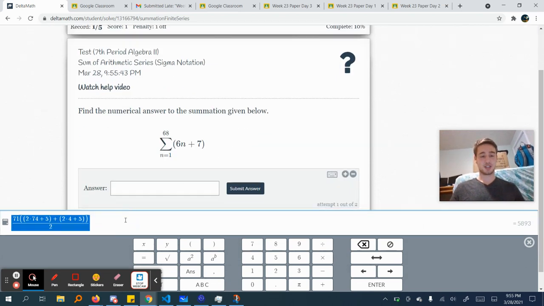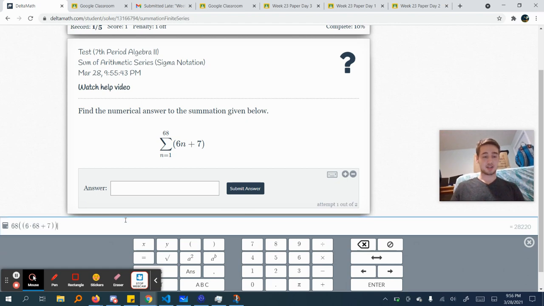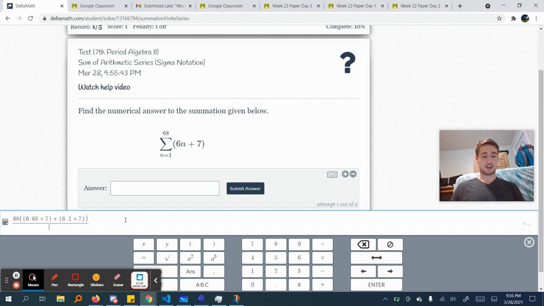Let's do this again. So 68 minus 1 is 67, plus 1 is 68. Multiply that by 6 times 68 plus 7. Add that to 6 times 1 plus 7. Divide it all in half, and you get 14552.